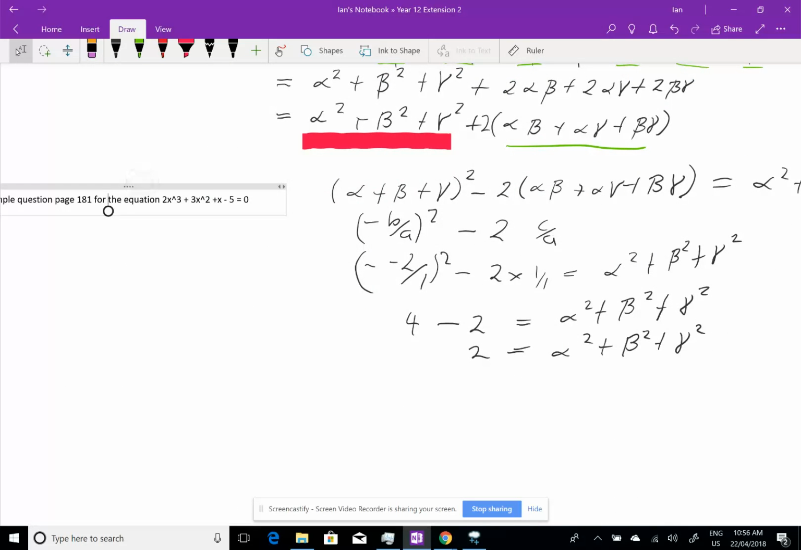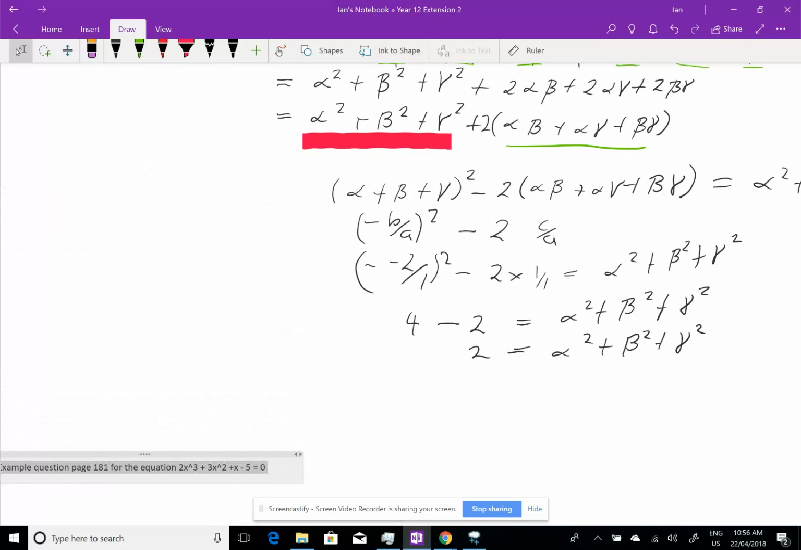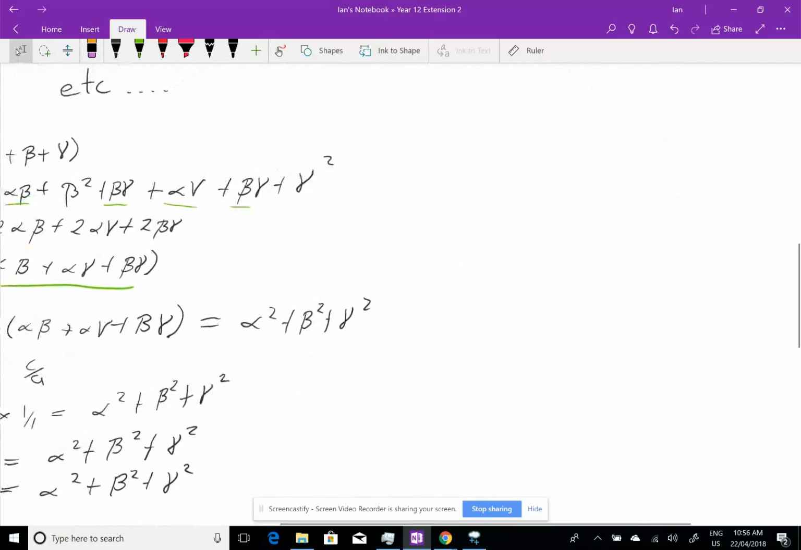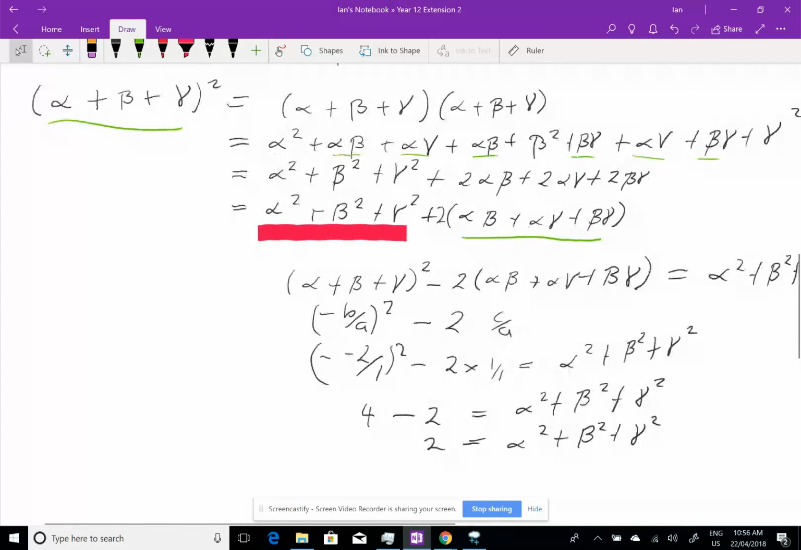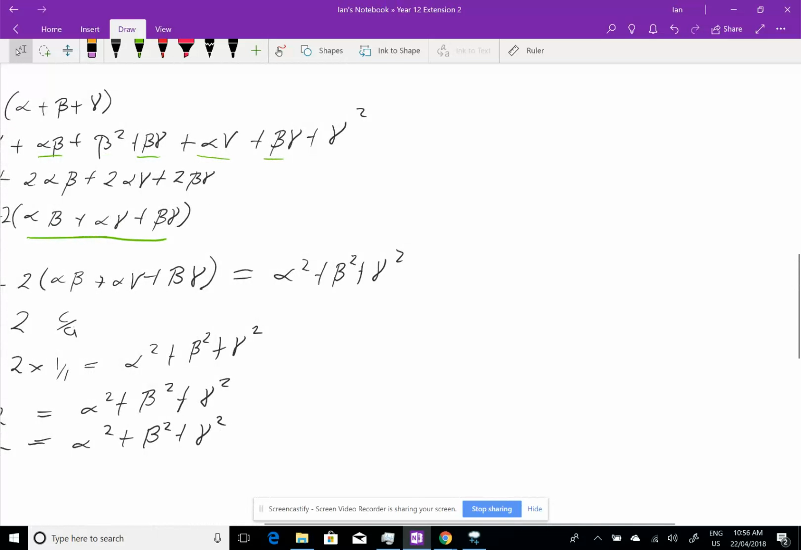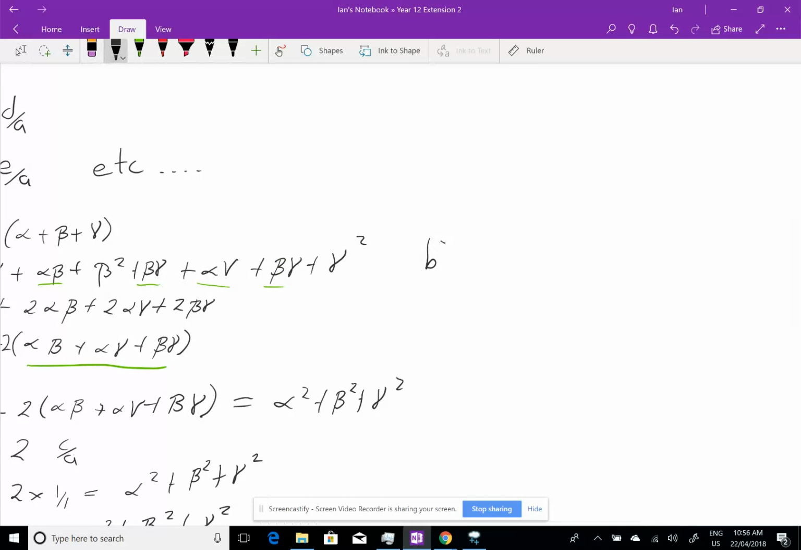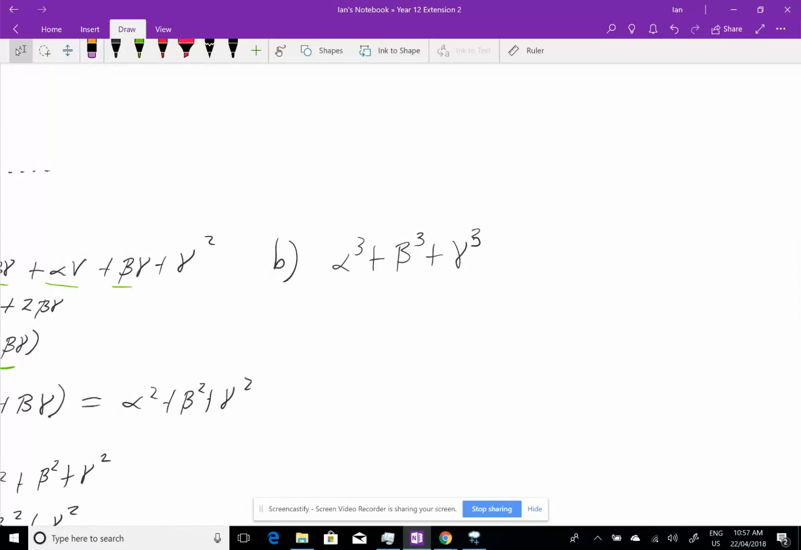Now, I'm just going to move this. The next part, part B, says find alpha cubed plus beta cubed plus gamma cubed. Now, I could go and do a long expansion of that, and there is a formula. Patel talks about it, but it's difficult and long. So what I'm going to do is a trick.